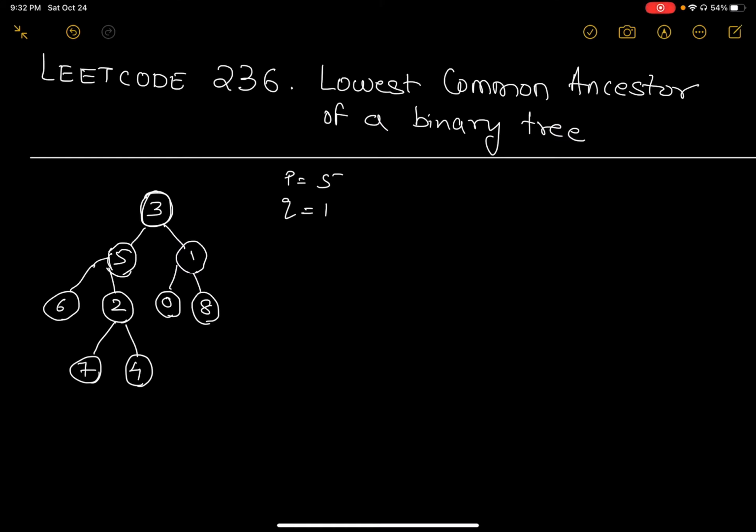Hello. Today we will be discussing the Leetcode Problem 236, which is to find the lowest common ancestor of a binary tree. Here we have been given a binary tree with two nodes P and Q, and we need to find the lowest common ancestor.